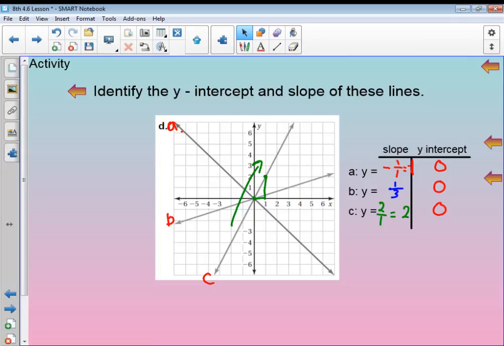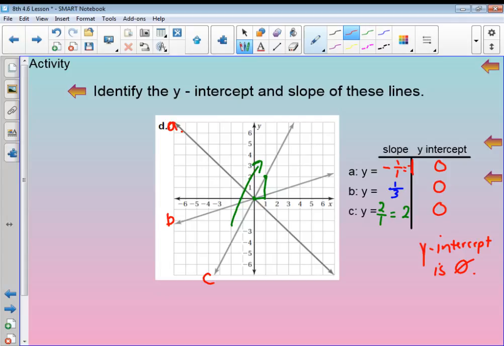In this situation, what do they all have in common? They all have the Y-intercept of 0. Okay, so that's what they all have in common.